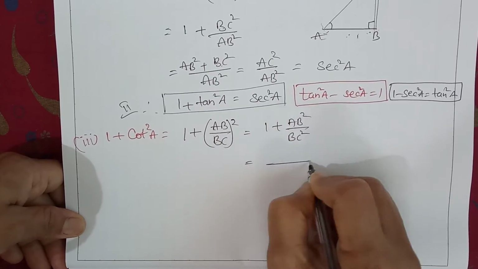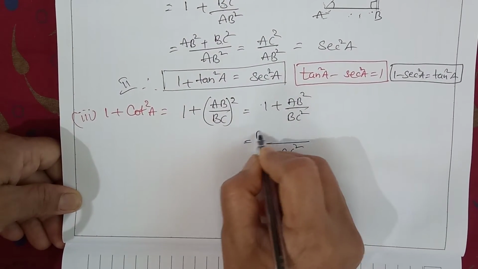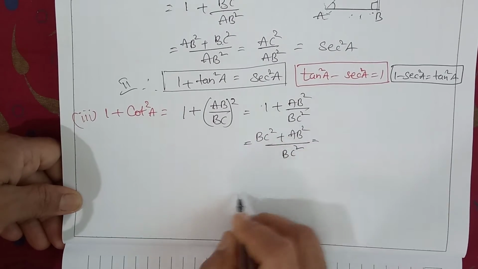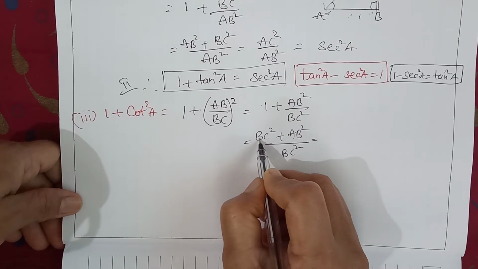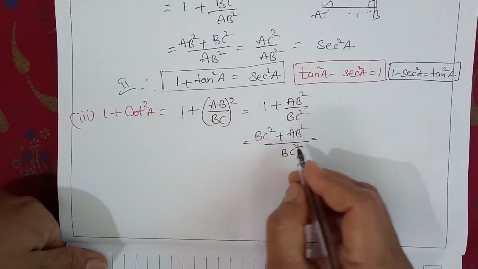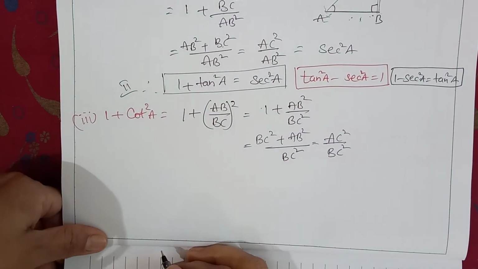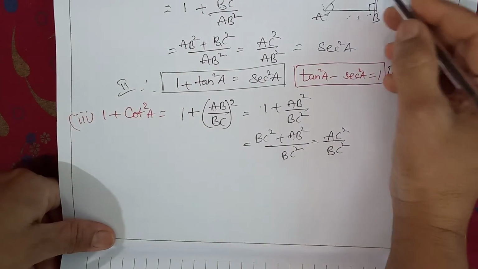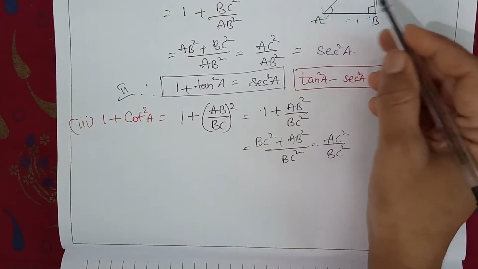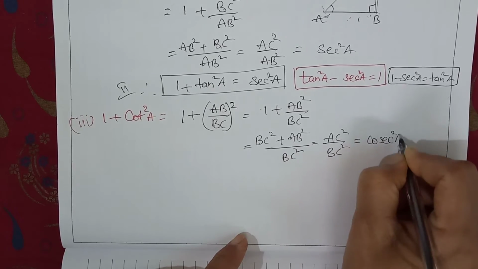Now I can take LCM BC square. BC square into 1, BC square plus AB square. Again, what is this? BC square plus AB square is again what? AC square by BC square. What is AC here? Hypotenuse. What is BC here? Perpendicular. Hypotenuse by perpendicular is nothing but cosec.